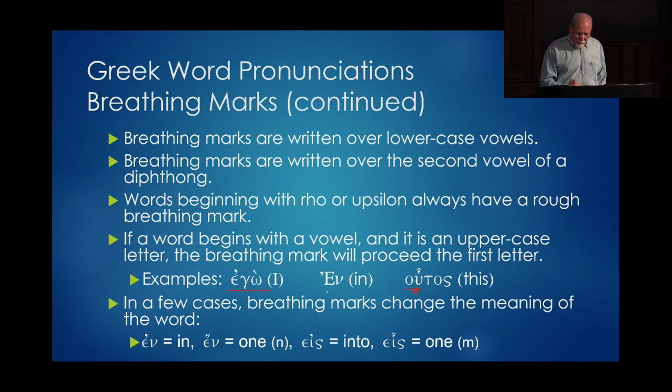And if it's a capital letter, an uppercase letter, this is an uppercase epsilon, just like this is a lowercase epsilon over here on ego. If it's uppercase, it actually puts the breathing mark ahead of it because there's no room over the top of it. So it starts off with a breathing mark, whether it's rough or smooth. In this case, it's a smooth one. And so this is N, and it means in. That's an easy one. You'll remember that one.